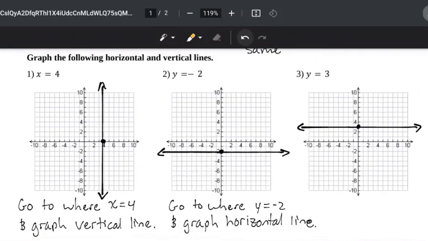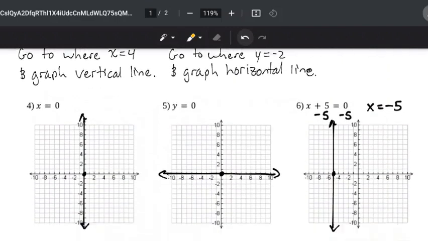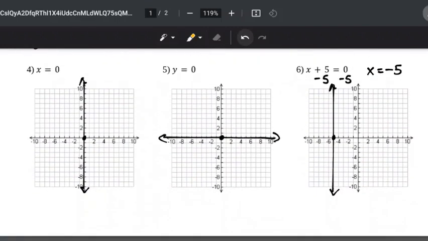All right, everyone. Welcome back. Let's take a look at number 3. So we went to where we have y equals 3 on the y-axis, and then we drew a horizontal line. Y equals is always horizontal. Slope is 0. For x equals 0, well, that's just at the origin of our graph. And it's a vertical line, so it's straight up and down, whereas number 5 is y equals 0, which is also at the origin, but y equals is always a horizontal line, so it goes left to right.